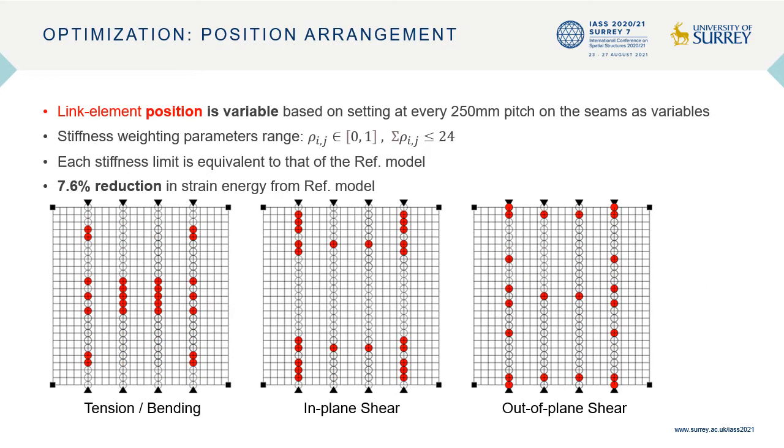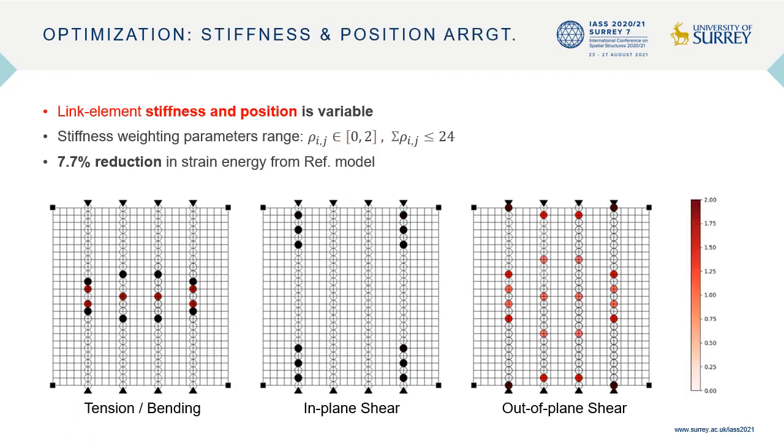Next, we try to find the optimal link element position. As the initial condition, the link elements are arranged at a pitch of 250 mm, and the parameter is optimized in a range of 0 to 1. And then it was applied to find the optimal link element stiffness and position simultaneously.